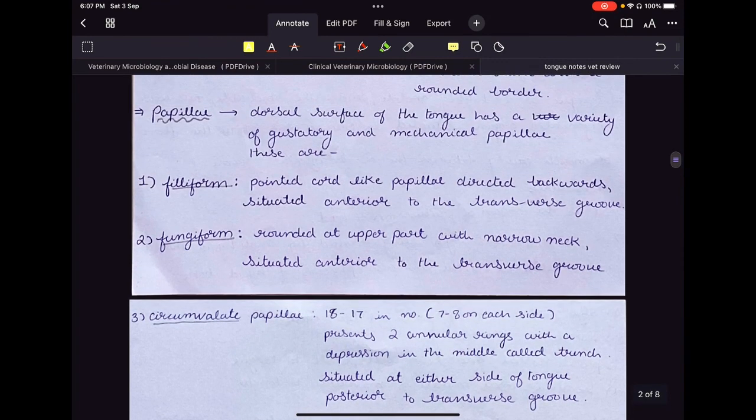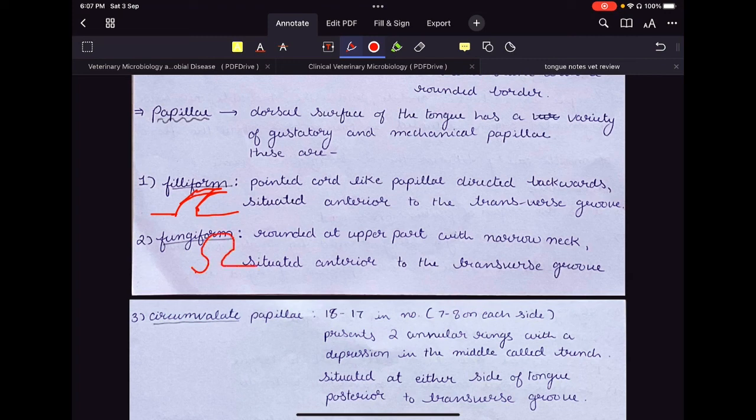So the filiform papilla is a pointed, cord-like papilla which is directed backwards like this. It is a mechanical papilla and it is situated anterior to the transverse groove, while the fungiform papilla is a rounded structure with a narrow neck, like this. It has a rounded tip and a narrow neck, and it is also present anterior to the transverse groove. Fungiform papillae are gustatory. Filiform is mechanical, it has no taste buds, while fungiform has taste buds, so it is called gustatory.